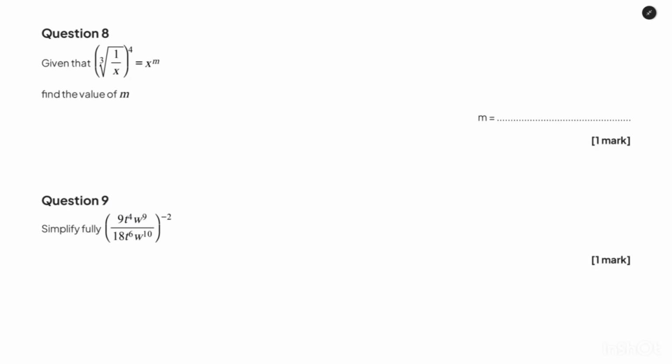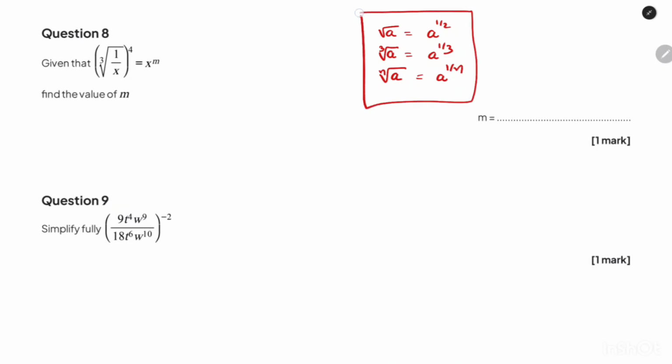It's very useful. And let me remind you that square root is also written as power 1 by 2. Cube root is also written as power 1 by 3. Similarly, any nth root is written as power 1 by n. So don't forget these identities. They are very useful to solve any kind of question in indices. So now let's convert this cube root as the power 1 by 3.